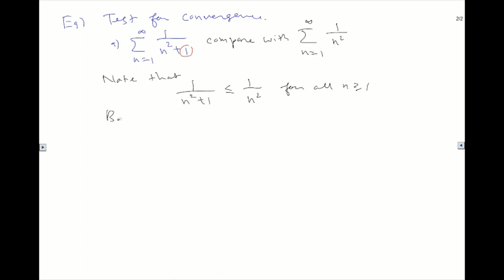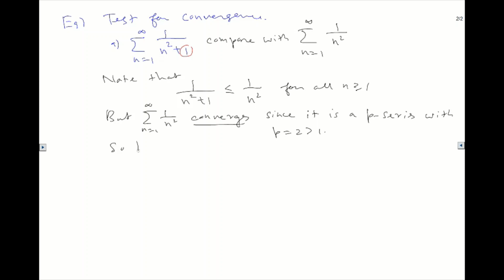But we know that the sum of 1 over n squared converges, since it is a p series with p equal to 2, which is greater than 1. So by the p series test, we know that the second one converges. That means the larger one is going to converge, so the smaller one has to converge.